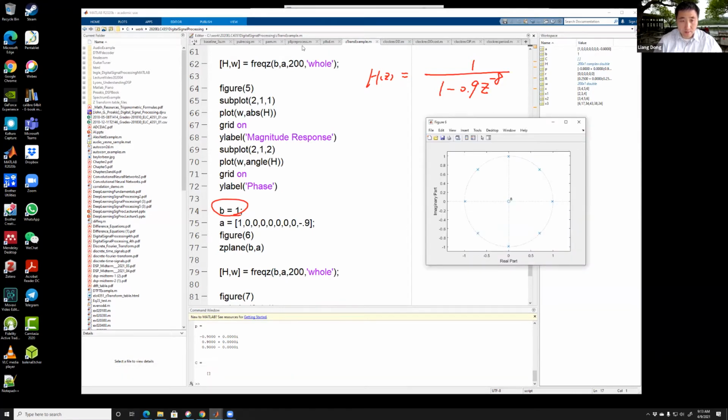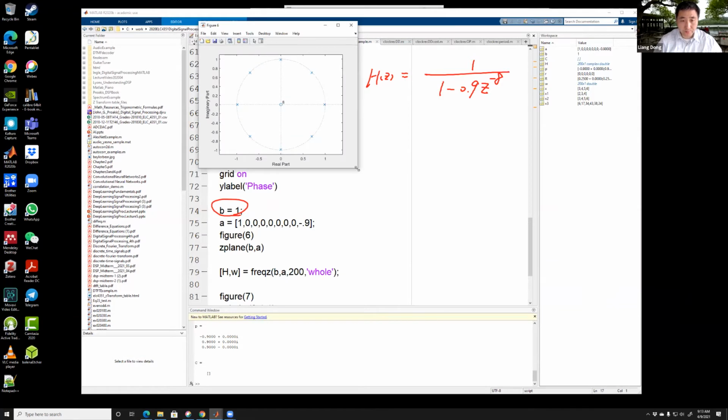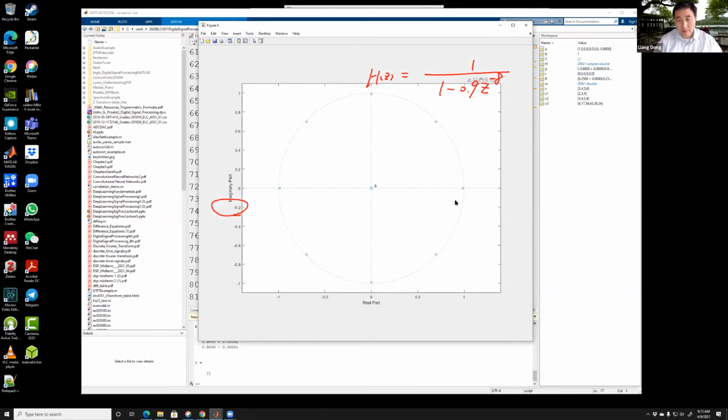Here is the pole picture. And we got those 8 poles around the unit circle. What we want to do is emphasize these frequency components: at DC, at pi over 4, at pi over 2, and 3 pi over 4, pi, and so on.